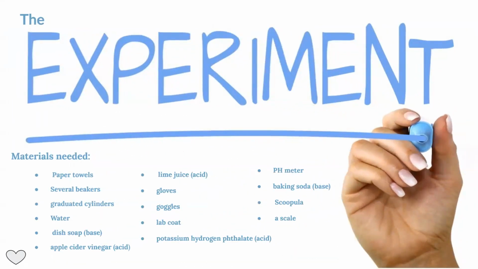Now that we've gone over those concepts, we can talk about the experiment. So first we need to gather our materials: paper towel, several beakers, graduated cylinders, water, dish soap, which is one of our bases, apple cider vinegar, one of our acids, lime juice, another acid, gloves, goggles, lab coat, potassium hydrogen phthalate, another acid. We used a pH meter to read our levels. Baking soda is one of our bases, a spatula, and a scale.